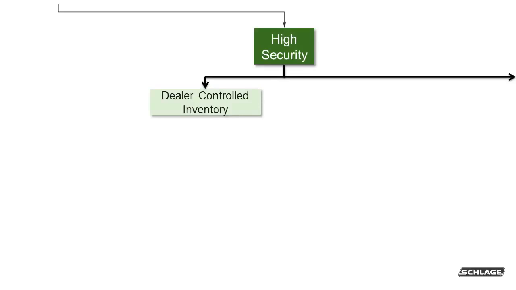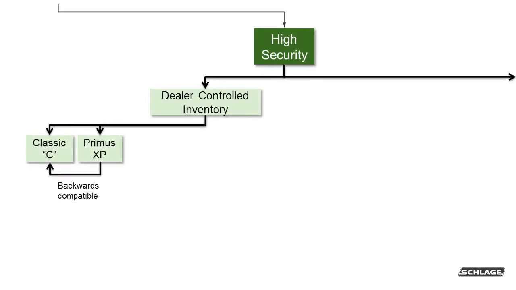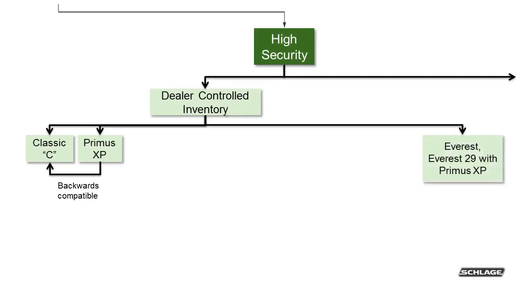In the dealer-controlled inventory branch, there are two sides. The first is the classic C and Primus XP side. Note that these are backwards compatible with conventional cylinders in the same keyways by adding a number 7 finger pin. This allows end users to update their classic keyway systems with high-security Primus XP without having to change their entire key system. The other side is for Everest, Everest 29 with Primus XP technology added.